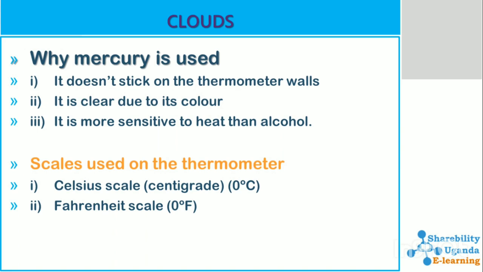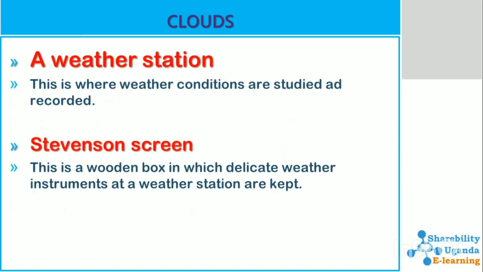Scales used on thermometers, I mean analog thermometers, don't forget. We have the Celsius scale and the Fahrenheit scale. Those are the two basic scales used on analog thermometers. The other element we can look at is a weather station. What is a weather station?